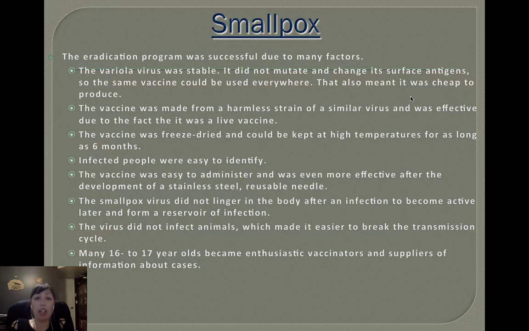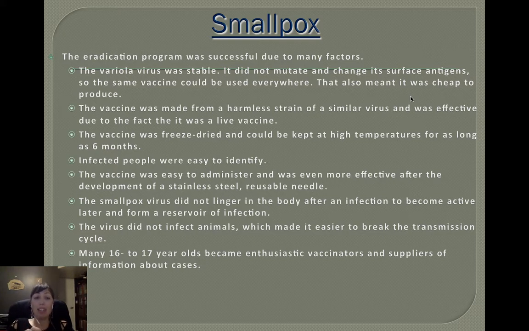So the eradication program was successful due to many factors. The virus was stable. It does not mutate a ton. So vaccines could be used everywhere and then also became cheap to produce. The vaccine was made from a harmless strain of a similar virus. So it was effective due to the fact that it was a live vaccine and it didn't mutate a lot. The vaccine was freeze-dried and could be kept at high temperatures for as long as 6 months, so it could travel around and be stored in doctors' offices.